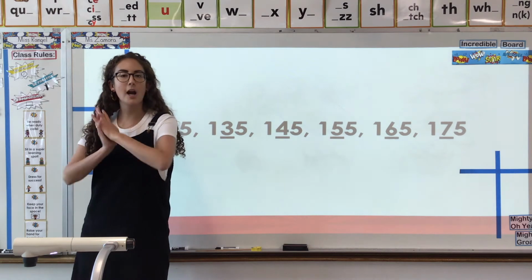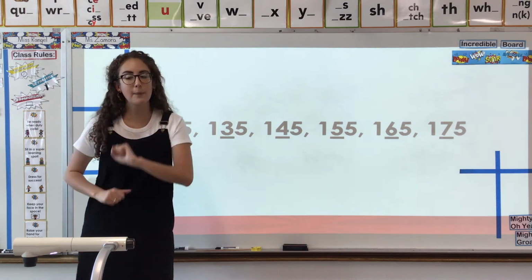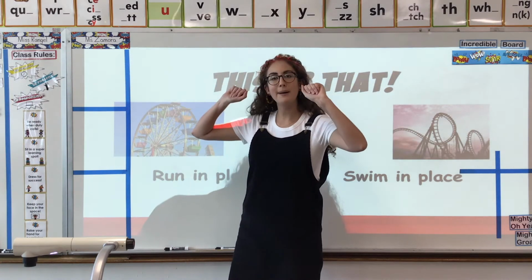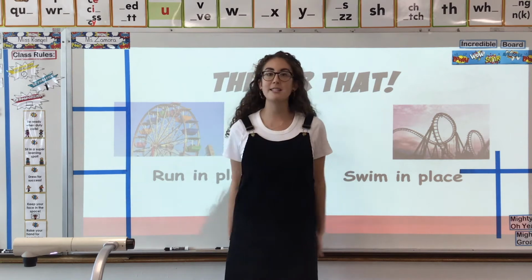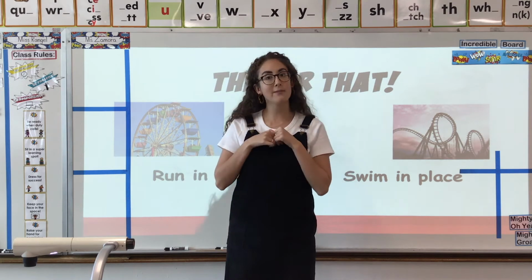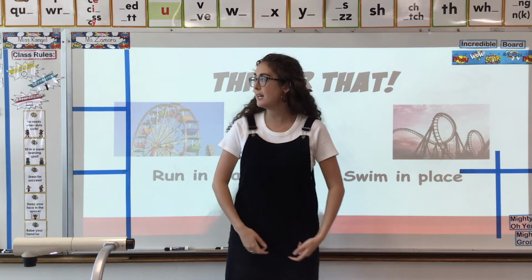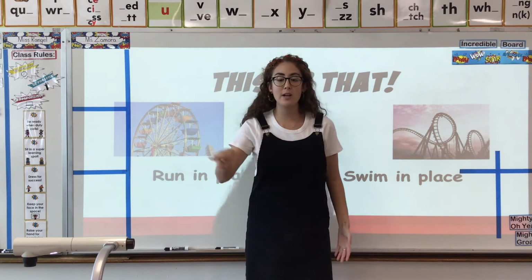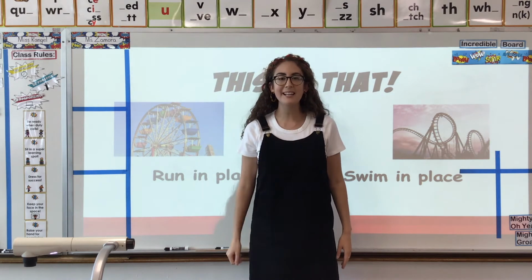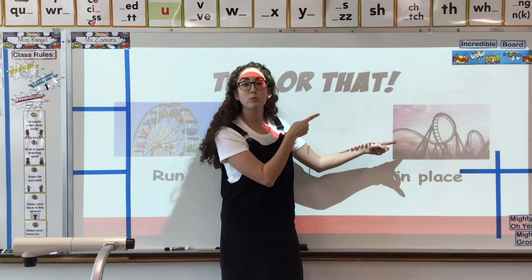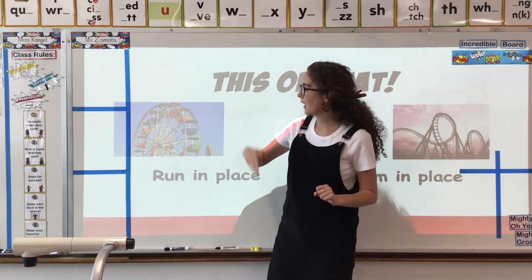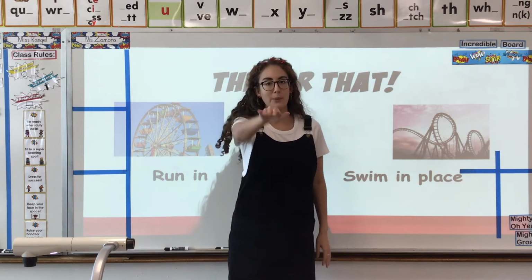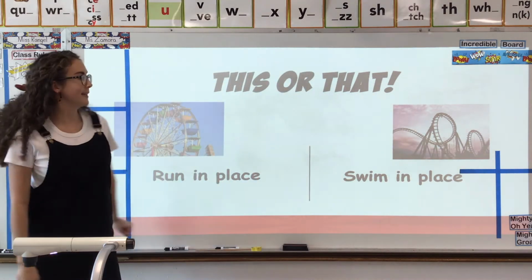So, before we start practicing all this 3-digit skip counting on our own, I want us to stand up so we can move our bodies for this or that. So my question for math is, would you rather ride a Ferris wheel at a fair? So remember the Ferris wheel, it goes round and round and you're in a little bucket? Or would you rather ride a roller coaster? Take your pick. Ferris wheel, you're going to run in place. Roller coaster, you're going to swim in place. What would you rather ride?